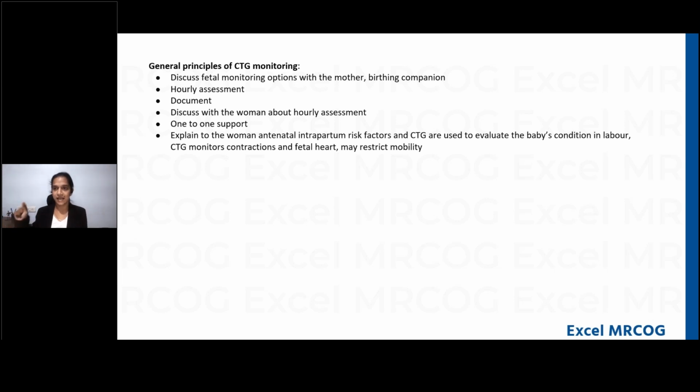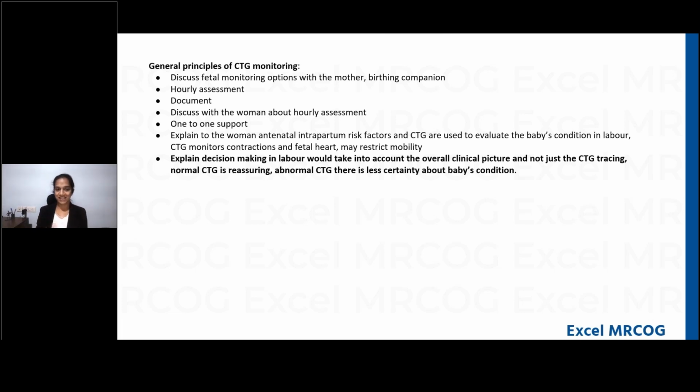You would need to tell her that we do not just treat the CTG, we take the overall picture into account. We would take the risk factors as well as the CTG findings into account before interpreting the risk to the baby, or rather the fetal status. So CTG monitors the contractions, the fetal heart, and may restrict mobility. Explain that decision making regarding intervention in labor, whether you're going to deliver her, not deliver her, or continue monitoring, takes into account the overall picture and not just the CTG tracing.